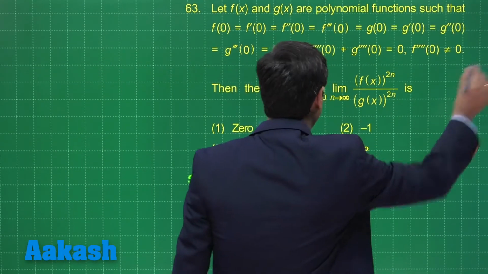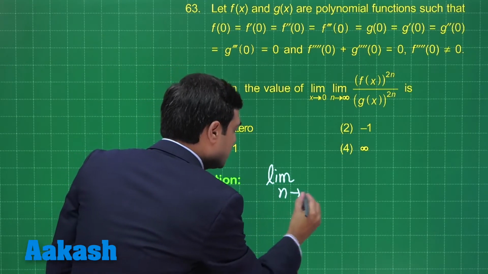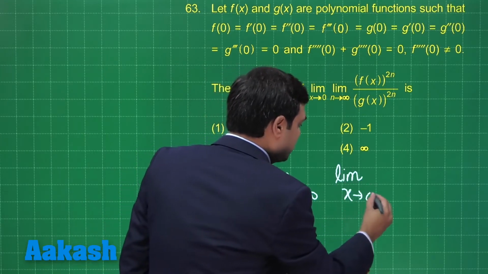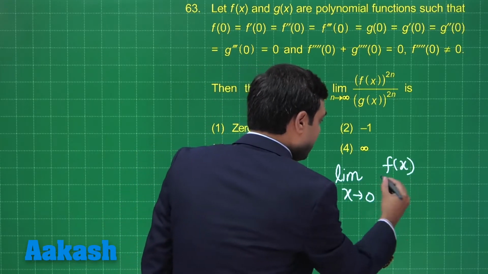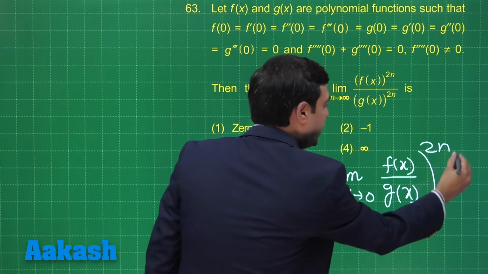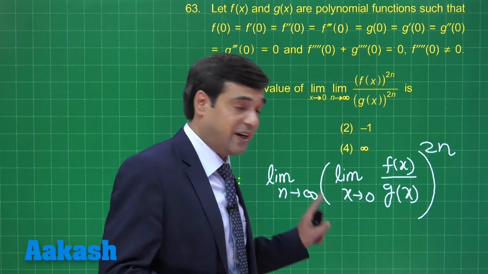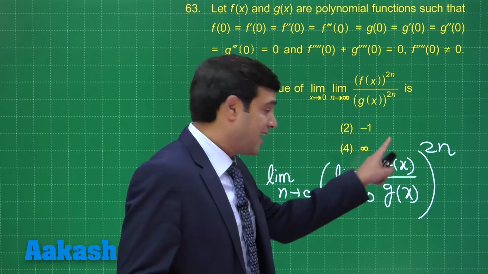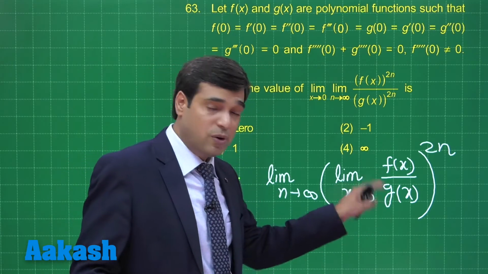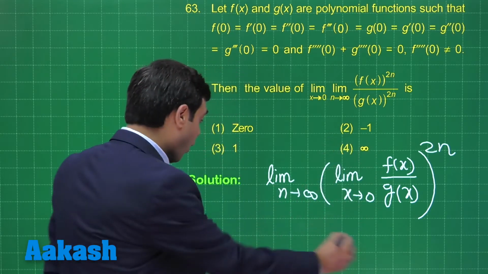Let's understand. You can write it as limit n approaching infinity, limit x approaching 0, (f(x)/g(x)) whole to the power 2n. That's clear? Now, n is approaching infinity. f(x) upon g(x) is a 0 by 0 form. Apply L'Hopital. First derivative again 0, second derivative again 0, third again 0 by 0, fourth when you move on.